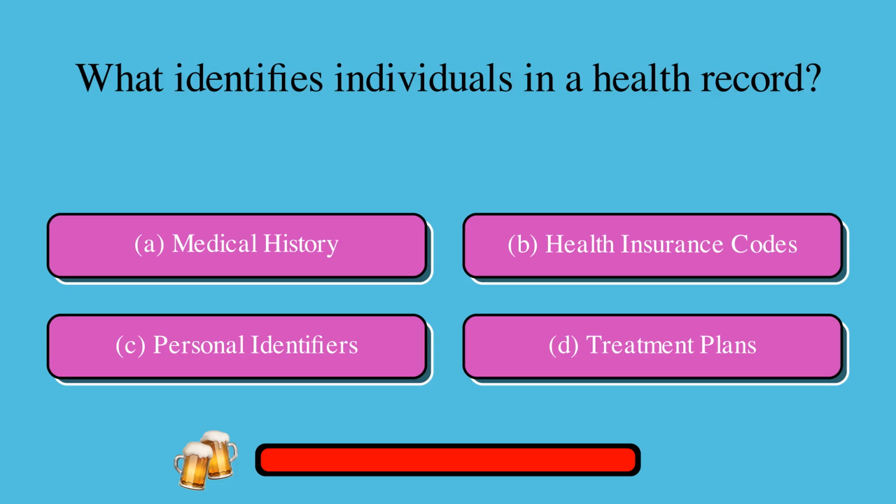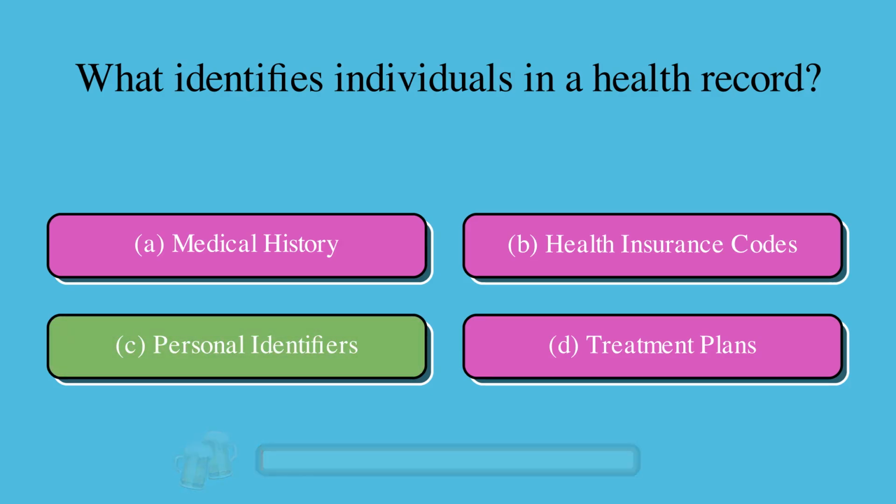What identifies individuals in a health record? A, medical history, or B, health insurance codes, or C, personal identifiers, or D, treatment plans? The correct answer is C, personal identifiers.